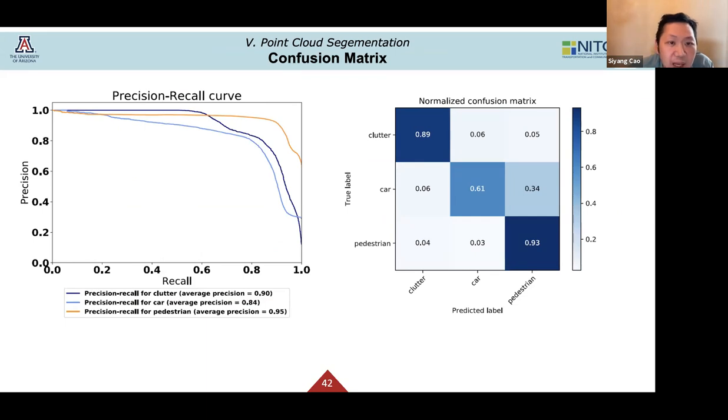We also have this confusion matrix, because we just have two objects. We want to find out if it's working reliably. It can basically detect the pedestrian relatively well. Sometimes it still has some errors on cars, and it can detect clutter well.